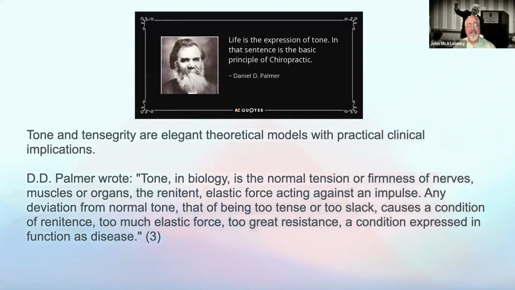The relative elastic force acting against an impulse. Any deviation from normal tone, that of too tense or too slack, causes a condition of renitence, too much elastic force, too great a resistance, a condition expressed as a function of disease.